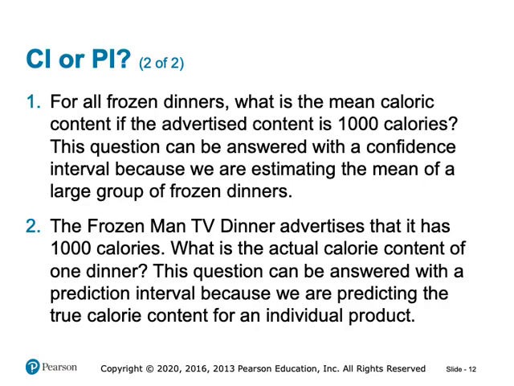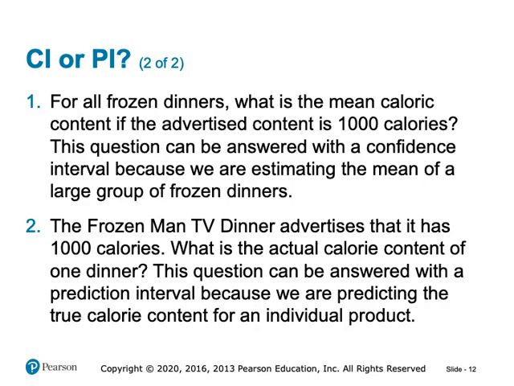2. The Frozen Man TV dinner advertises that it has 1,000 calories. What is the actual calorie content of one dinner? This question is concerned with predicting the calorie content of a single frozen dinner, specifically one TV dinner. Since we're predicting the outcome for an individual product, we use a prediction interval. The prediction interval gives a range within which the actual calorie content of this specific dinner is likely to fall. Understanding the difference between these two intervals helps ensure that you apply the correct statistical method depending on whether you're interested in a group average or an individual prediction.